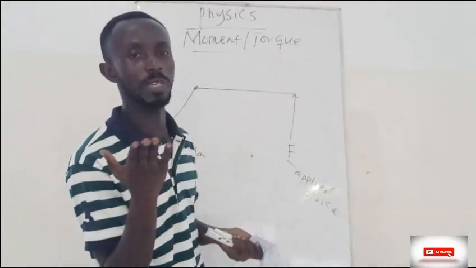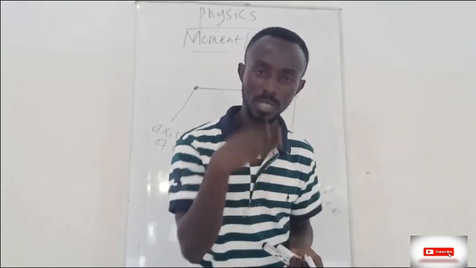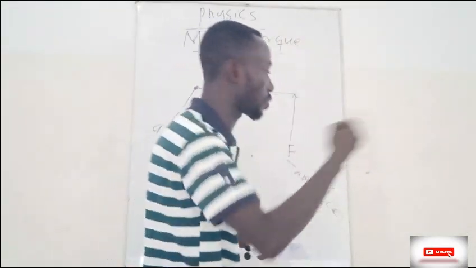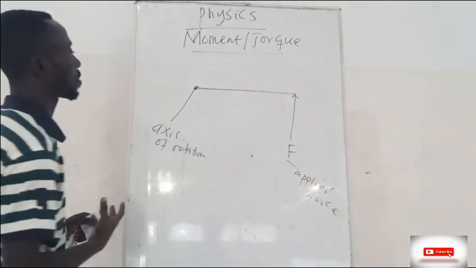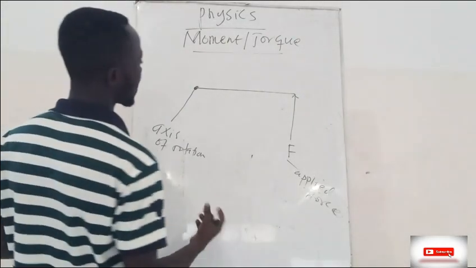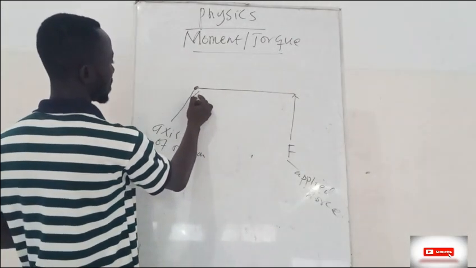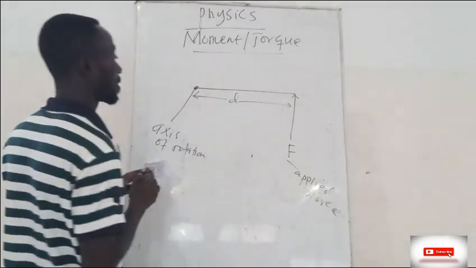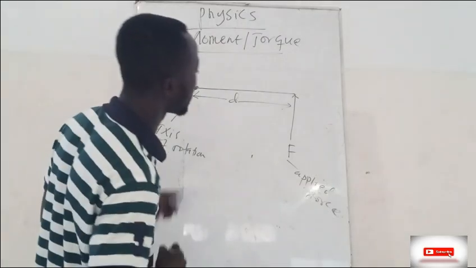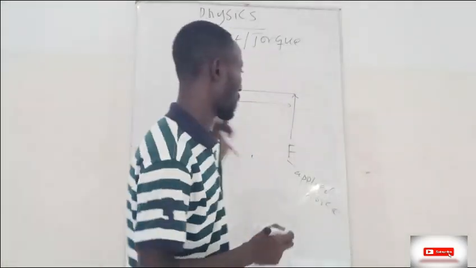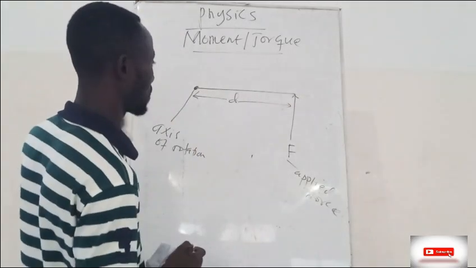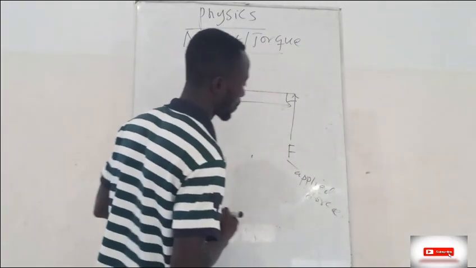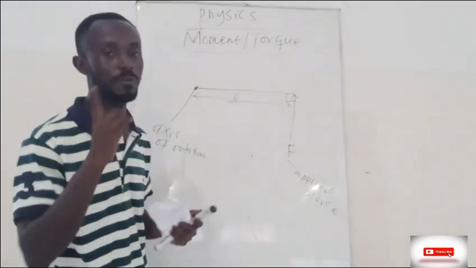So what are we saying? When you apply a force to an object, and that force is able to cause the object to rotate, then that idea is moment or torque. So you realize that there is a distance between the axis of rotation and where I applied my force. We call this distance the perpendicular distance. Why are we calling it perpendicular distance? Because it makes an angle of 90 degrees with the force.